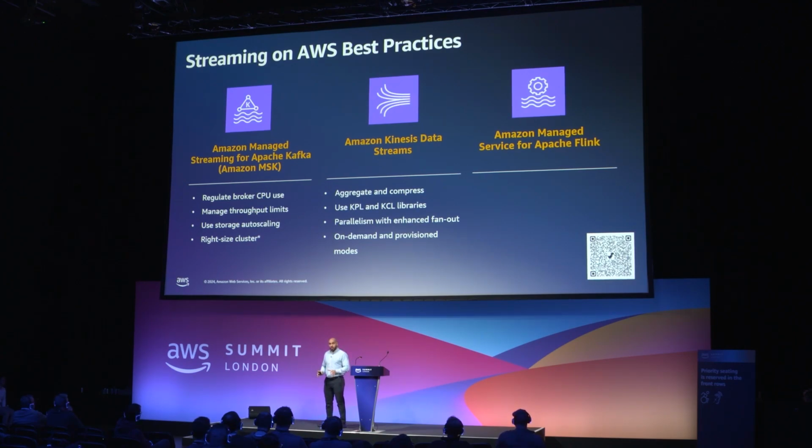you can use the enhanced fan-out with parallelism feature in KDS, so you can have dedicated throughput for each of the streams themselves, up to 2 megabytes per second of throughput.